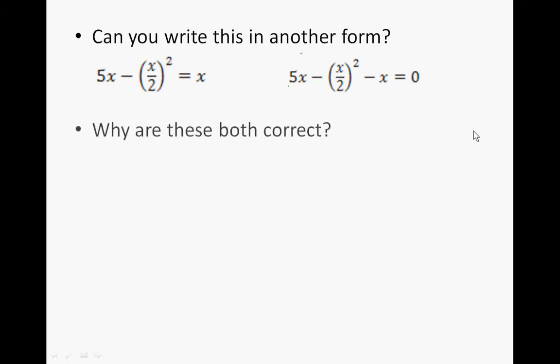Can you write that particular statement, hopefully you copied it down, in another form? So here is the original statement from the previous slide. Can you write this differently? Is there another way that you can write this? Well, here is another way you can write this. Compare these two. Why are they the same? Why is this statement the same as this statement? And again, why are these both correct? So you could write it like this, or you can write it like this.